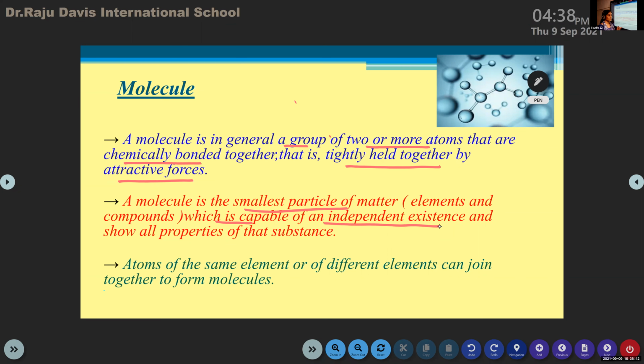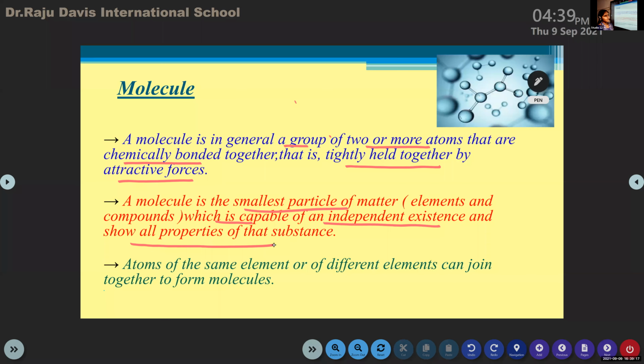In the case of atoms, we have learned only very few elements can exist in free state or independently, right? But in the case of molecules, all molecules can exist independently. They have an independent existence and show all the properties of that substance. So a molecule is the smallest particle of matter, and matter includes elements and compounds, which is capable of an independent existence and shows all the properties of that substance. Clear, children?